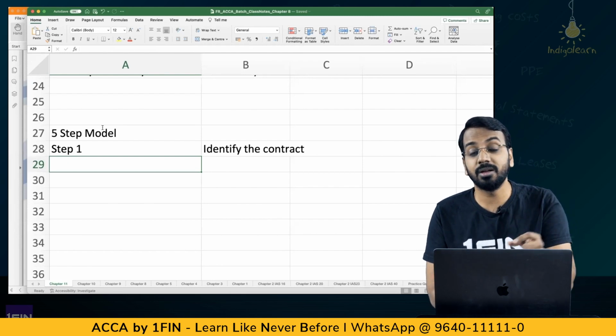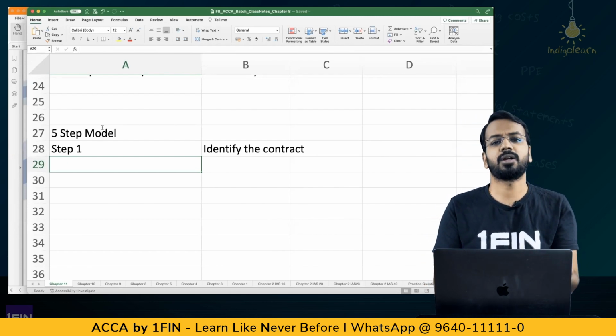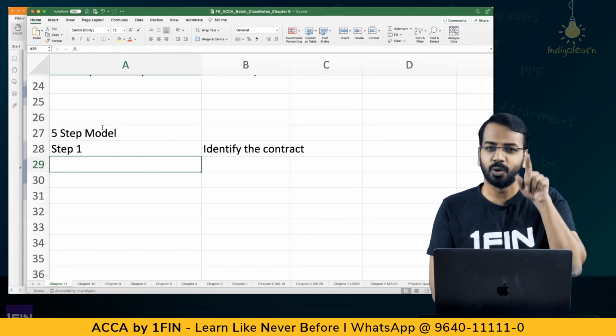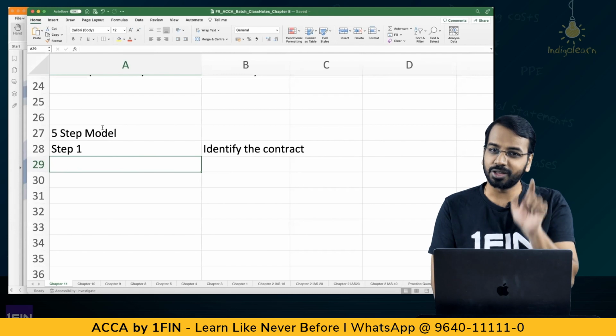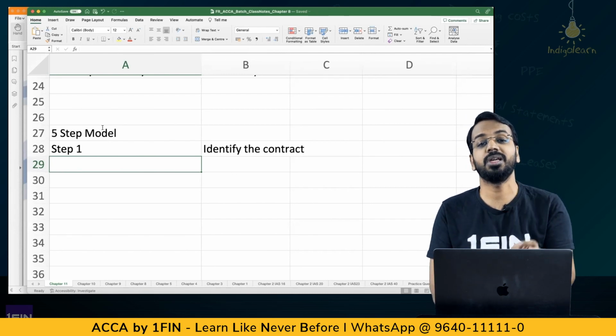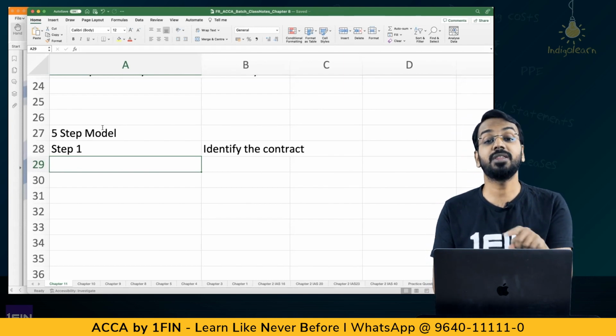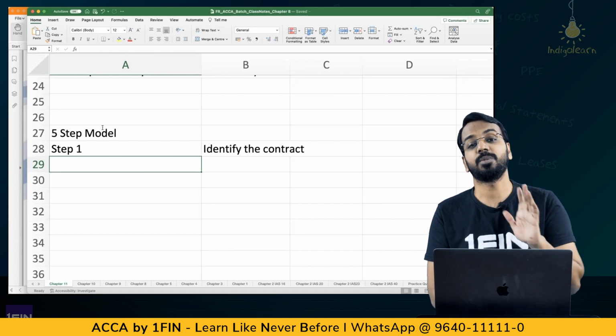Or you order something on an application, Swiggy, Zomato, Amazon, all of these, you are entering into online contracts, written contracts. You agree to terms and conditions, right? So there is also a contract. So there has to be a contract for us to recognize something under IFRS 15. Okay. If there is no contract, then revenue cannot be recognized.